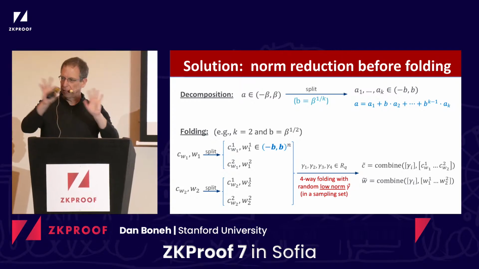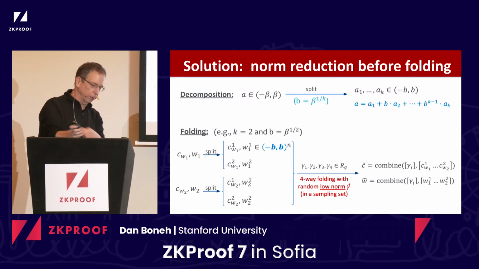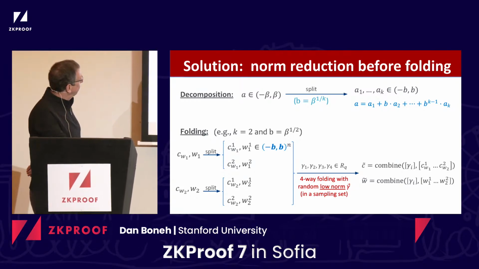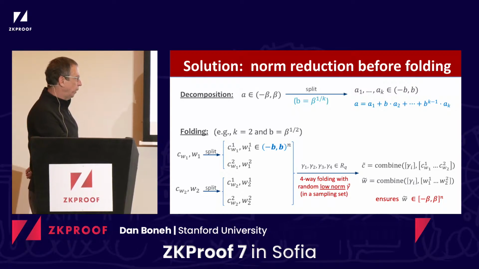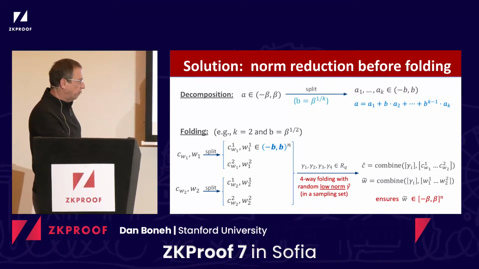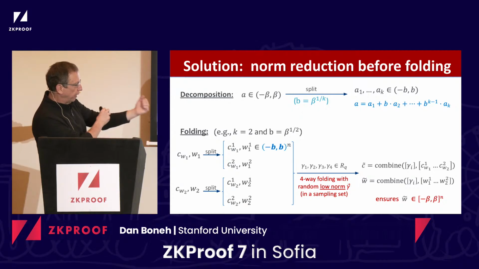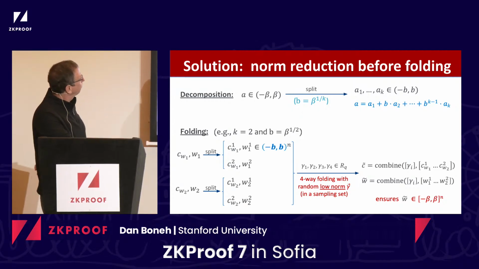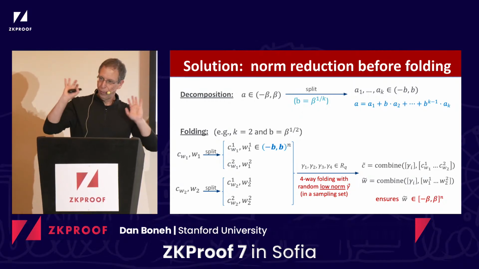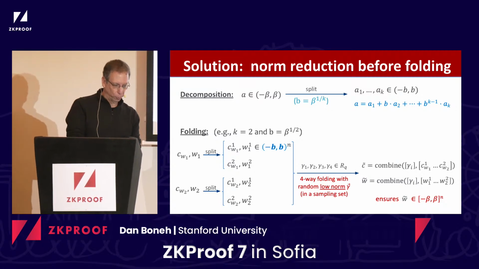Okay, so that was easy, not very interesting. Everybody's kind of familiar with this approach. The bigger problem is the next challenge. This basically ensures that W hat is in the right interval so that the Ajtai hash is committing. So far, so good. We got over our norm growth problem.